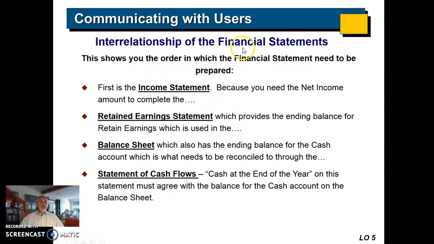So the interrelationship between the financial statements simply tells you the order in which they must be prepared. So we must do the income statement first to get net income. Net income moves into the retained earnings statement. The retained earnings statement, the ending retained earnings goes into the balance sheet. And once we have our cash balance, we balance that to the statement of cash flow.